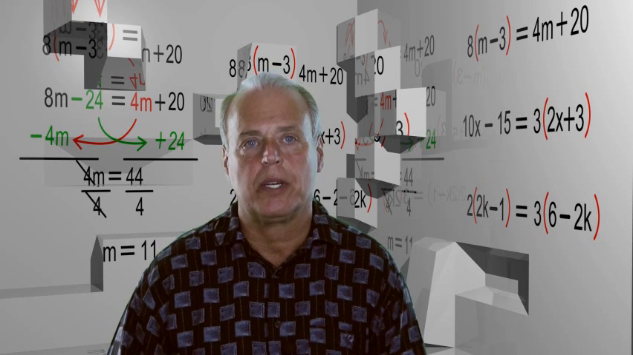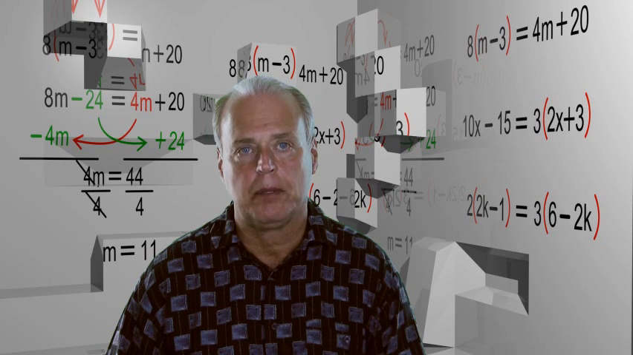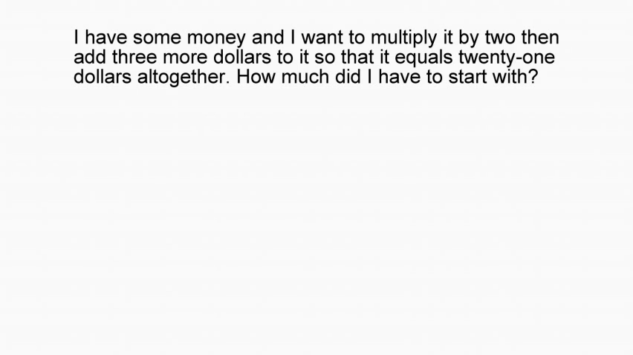This next problem is where it gets real interesting. It's a slightly different version of the previous problem. I have some money and I want to multiply it by 2, then add $3 more to it so that it equals $21 altogether. How much did I have to start with? Here's the problem written with math symbols. I have some money and I want to multiply it by 2, then add $3 more to it so that it equals $21 altogether. How much did I have to start with?